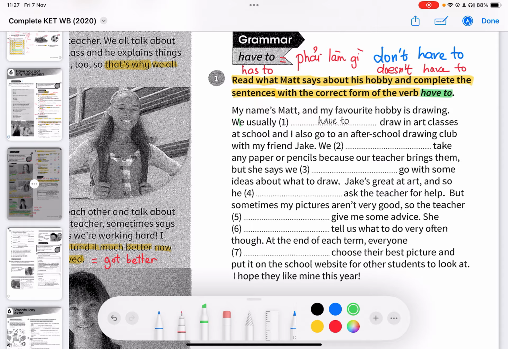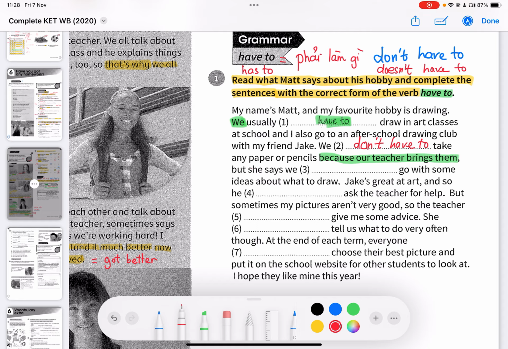So, chúng tôi thường phải, because we say we have to, okay? We take any paper or pencils because our teacher brings them. Bởi vì thầy giáo của tôi hoặc cô giáo của chúng tôi mang chúng, mang đến lớp á. Vậy thì các bạn ấy có phải hay là không phải mang theo giấy bút gì không? Yes, so we don't have to. We don't have to.